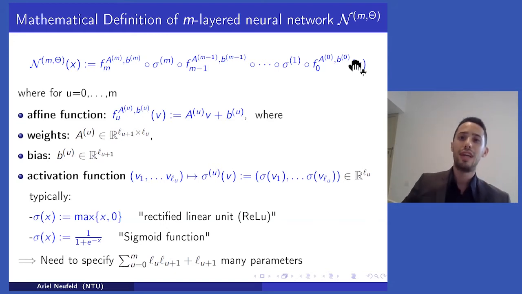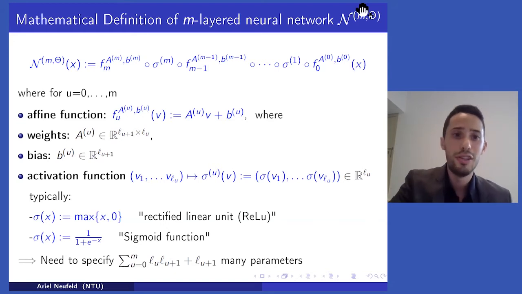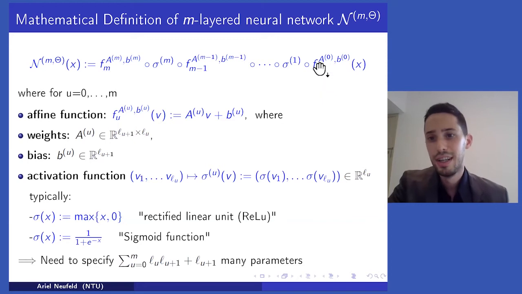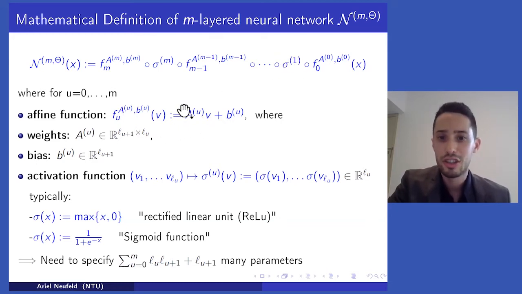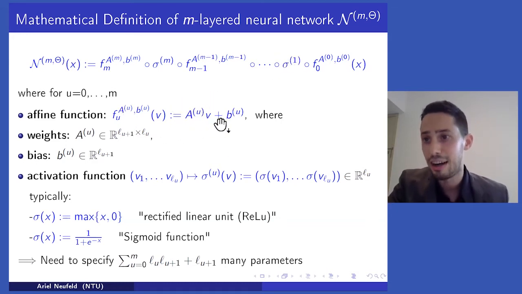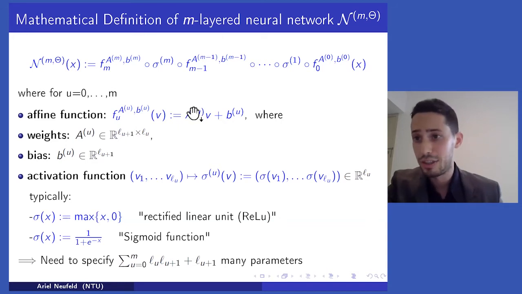So what is a neural network from a mathematical point of view? A neural network, let's say an M-layered neural network, is just a composition of functions, here from 0 to m. So it's m layers. First, you have an affine function composed with an activation function, which is non-affine. Here the affine function is just of this type. It's really just a classical affine function on finite dimensional spaces.